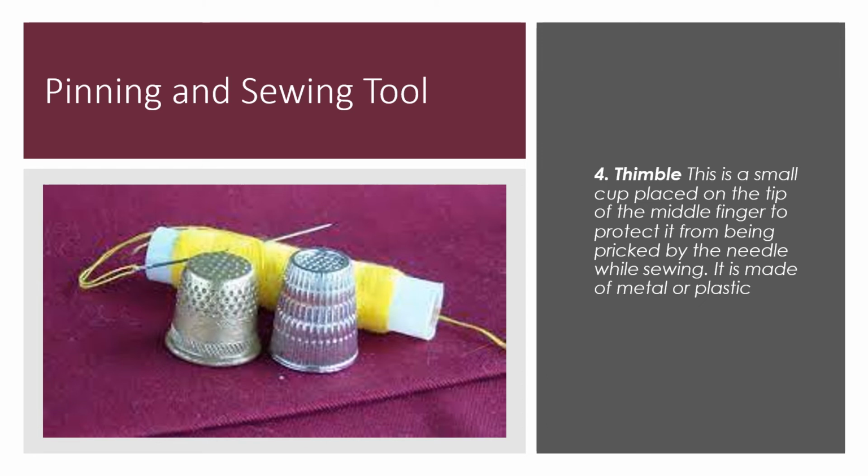Next, we have the thimble. This is a small cup placed on the tip of the middle finger to protect it from being prickled by the needle while sewing. It is made of metal or plastic.